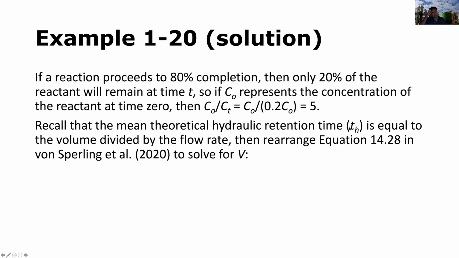So if we remember that the mean theoretical hydraulic retention time is equal to the volume divided by the flow rate, we can rearrange this equation 14.28, which appears in von Sperling et al. 2020, to solve for the volume. So this equation, which appears in that book, is C sub t is equal to C sub 0, or C naught, times e to the negative k t sub h, which is the hydraulic retention time.